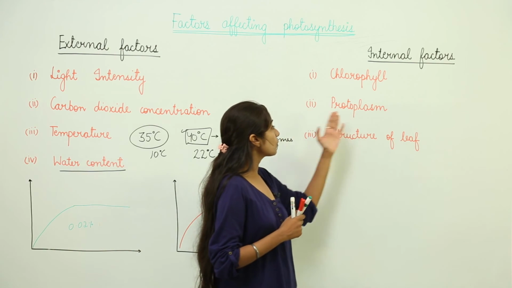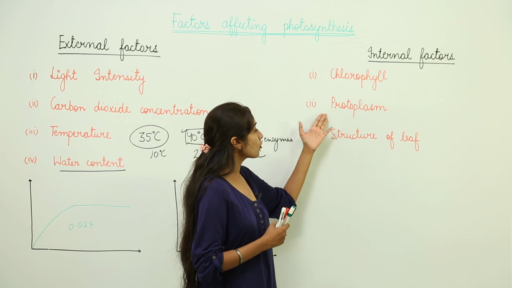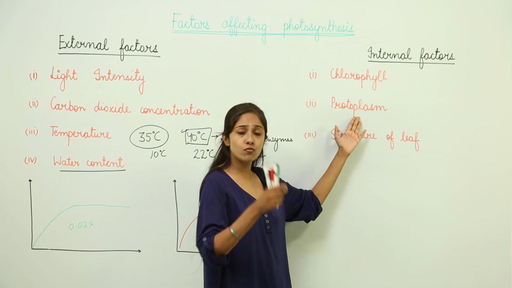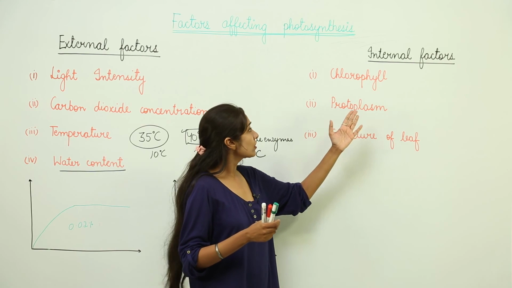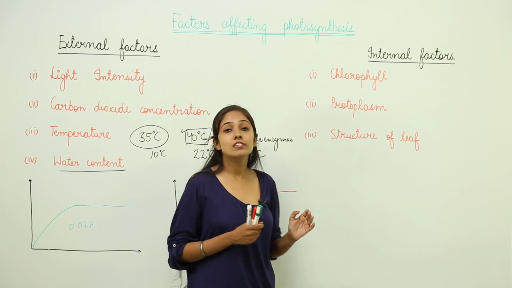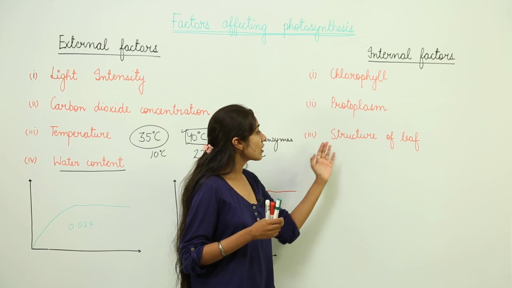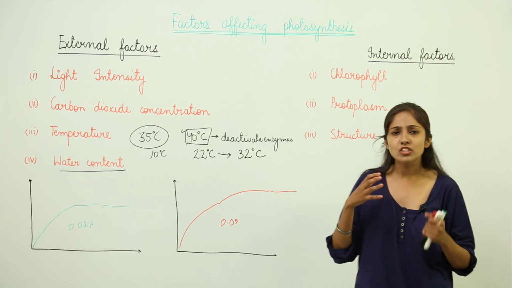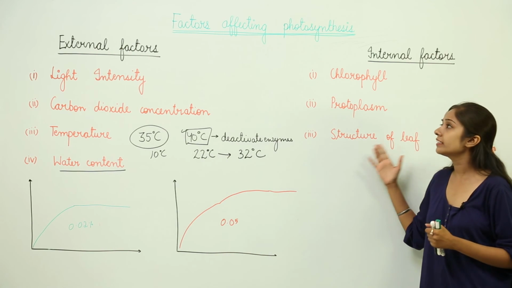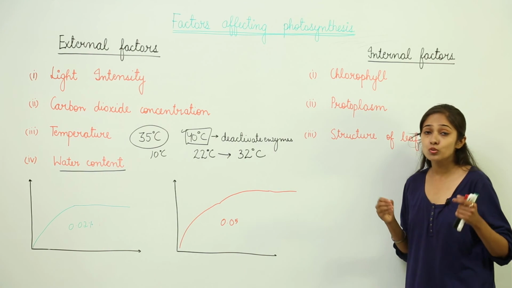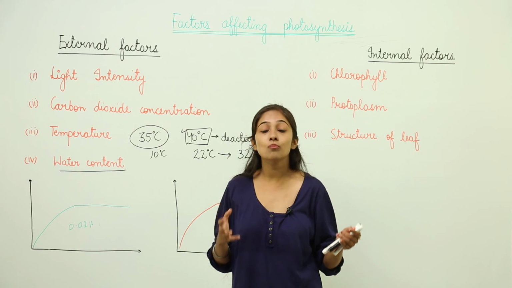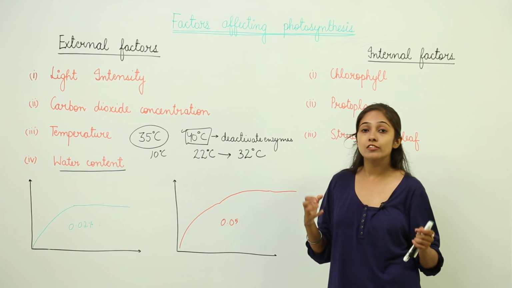Next we move on to protoplasm. In case of protoplasm, if there is less water content, right, then also the rate of photosynthesis is going to be low. Then the structure of leaf, if you talk about epidermis, cuticle, the structure of leaf is also going to affect the rate of photosynthesis, meaning the cuticle should be thin and transparent, so that a proper amount of photosynthesis can take place.